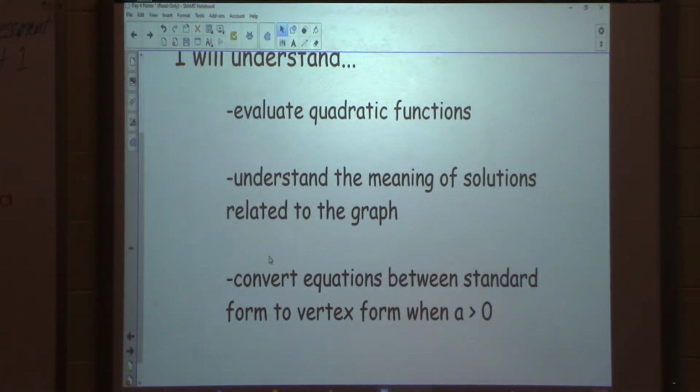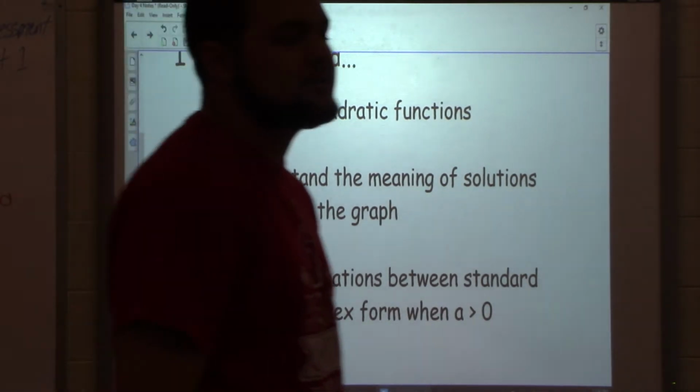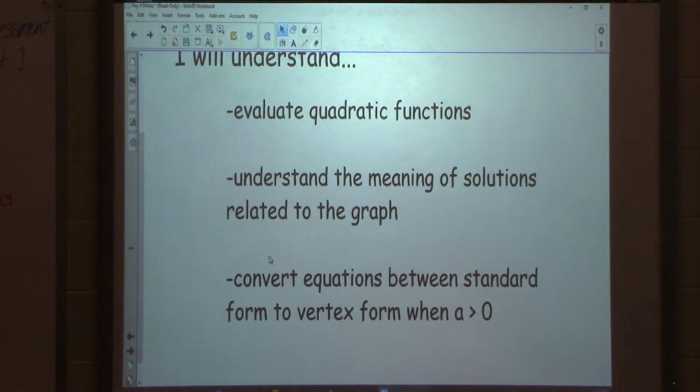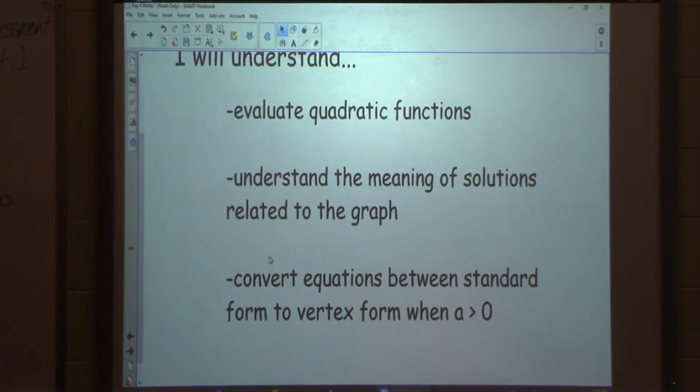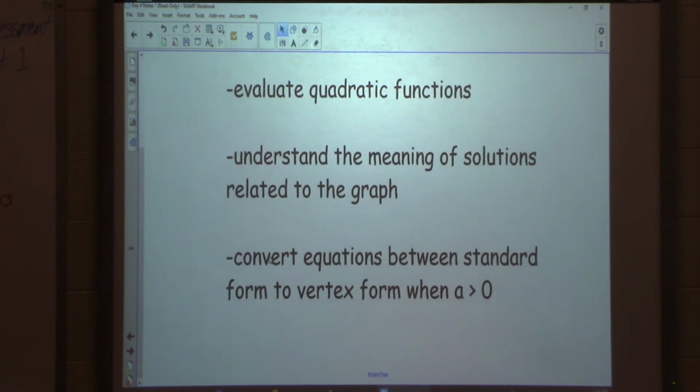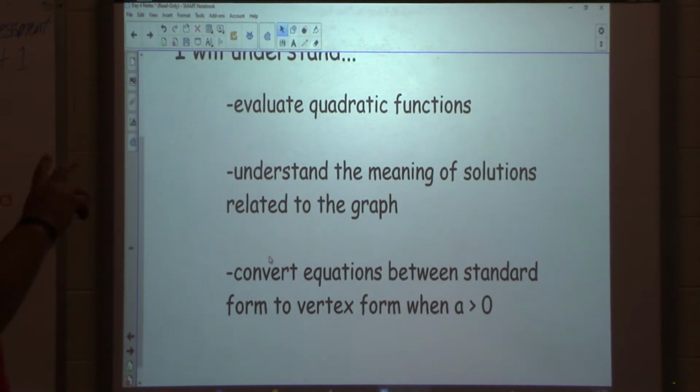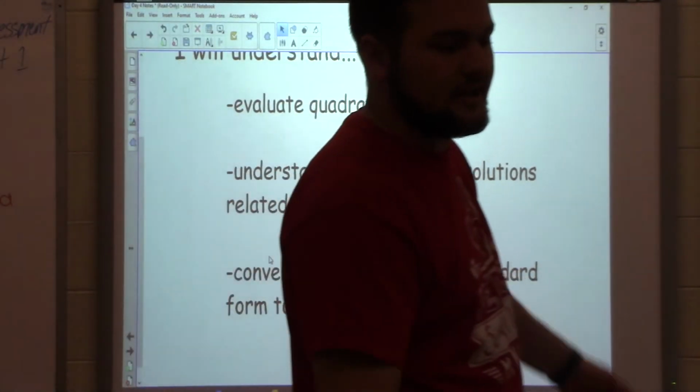when we talked about finding solutions on a graph for quadratics, what did we say? Where were our solutions? When our graph hit what? Not 0. The x-axis. So when it hit the x-axis, we're going to talk about what that actually means in accordance to solutions today. And then we're going to convert between equations when a is greater than 1. That should say 1, not 0.